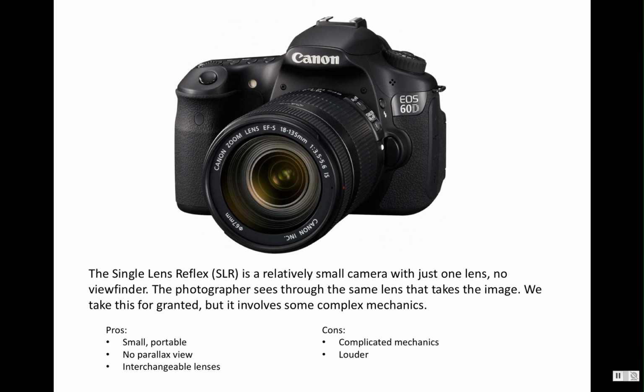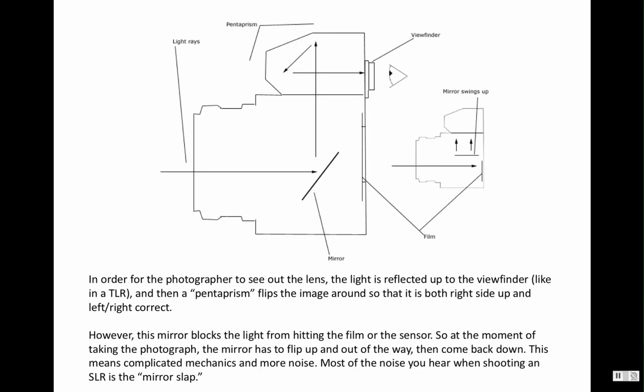Now I'm going to tell you the pros and cons right off the bat here. Pros: small and portable, no parallax view. You're going to see exactly what you get. The lenses are interchangeable. But the cons: it's some complicated mechanics to allow all of this to happen, and that means the camera is going to be louder, which I'll explain here.